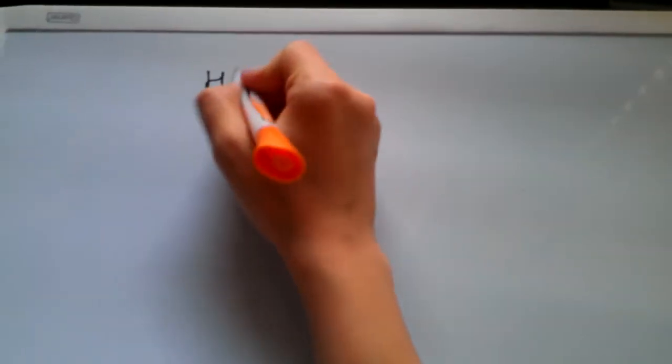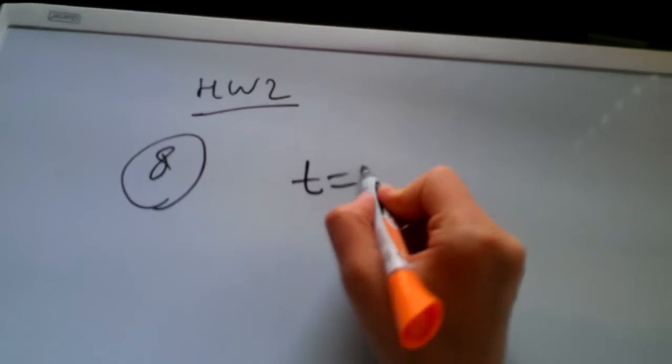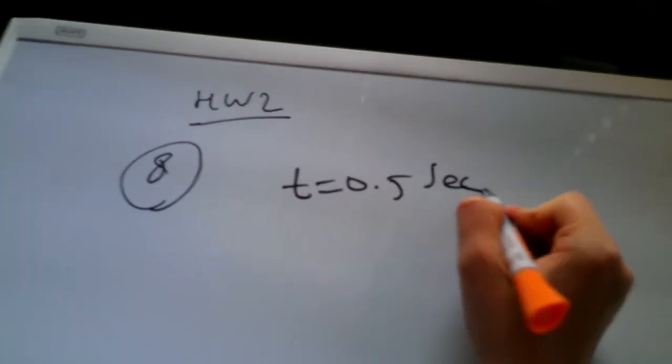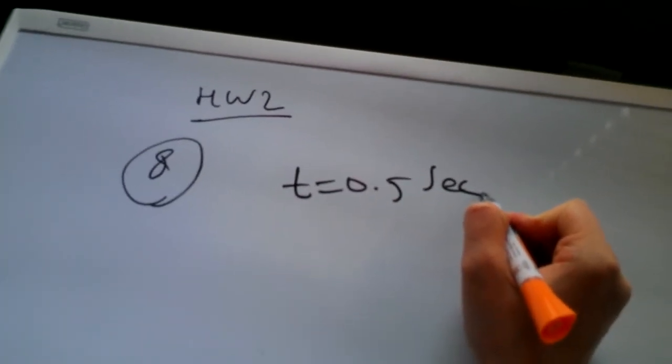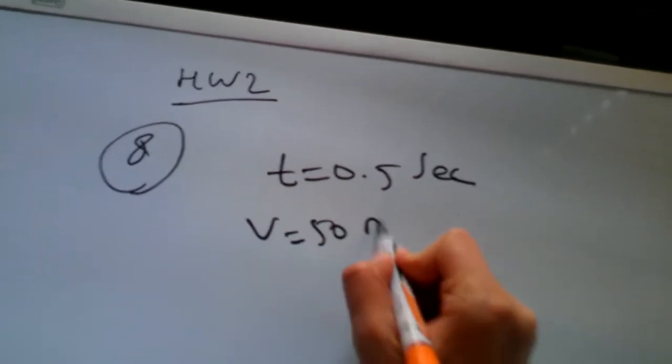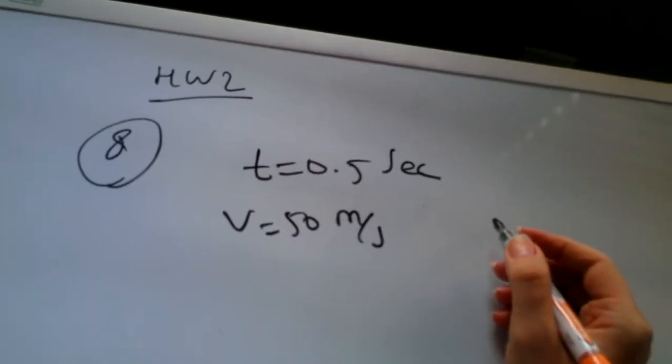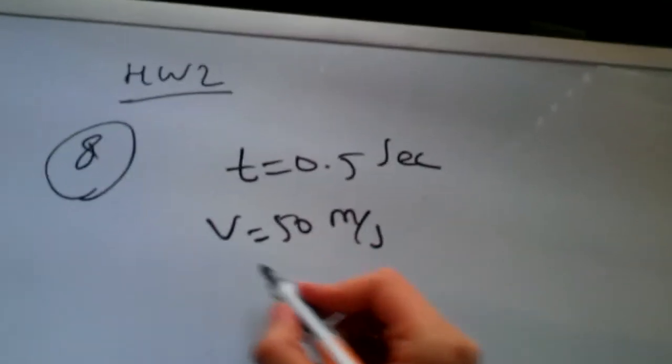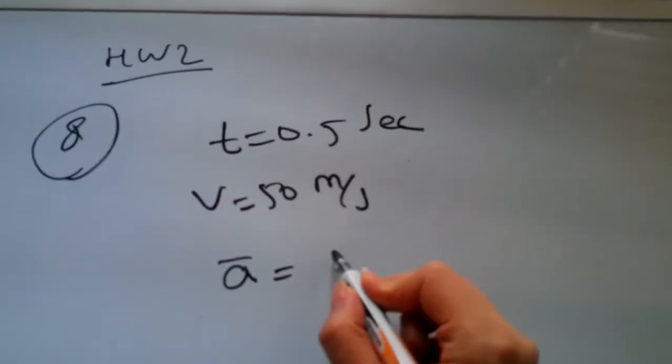So this is the last part of homework assignment 2. Question number 8 says a pitcher requires about 0.5 seconds to throw a baseball. If the ball leaves his hand with a speed of 50 meters per second, what is the ball's average acceleration? So we're looking for average acceleration.